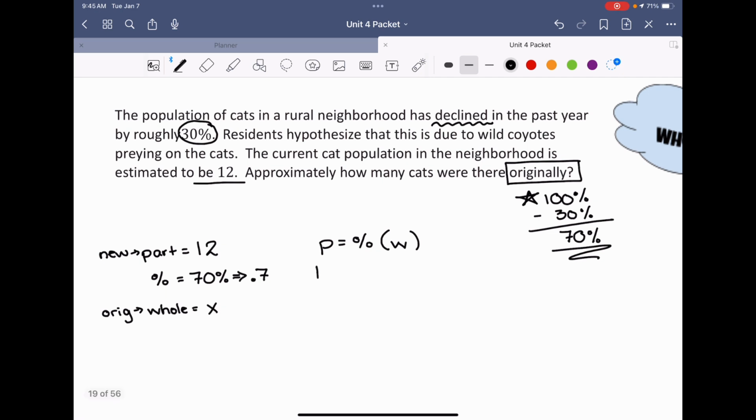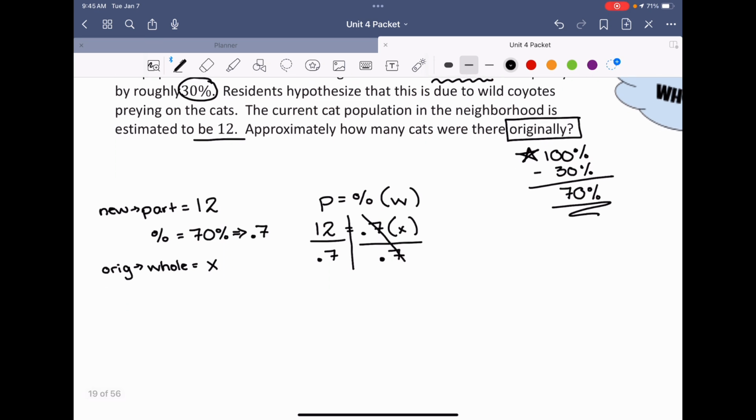So let's plug everything in. 12 equals 0.7 times x. Solve and isolate the variable for x. So divide both sides by 0.7. 0.7 cancels. I'm going to get a really long decimal. We're going to write the whole thing first. 17.142857 equals x. So this is going to be approximately 17 cats were in the neighborhood originally.